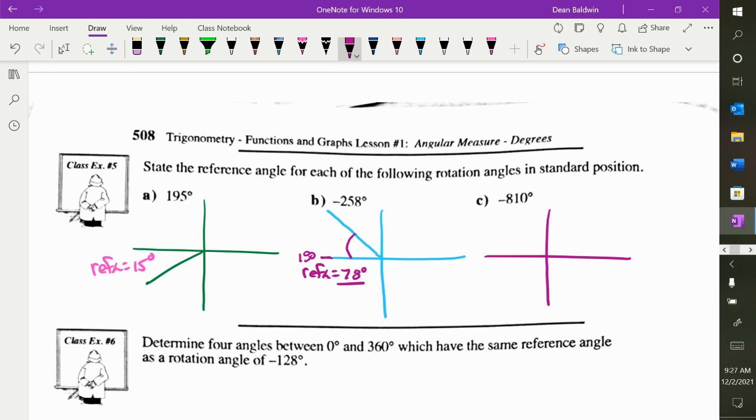It's not 90. Oh, yeah, it is. Sorry. Negative 810. Where am I? If I go this way, there's negative 360, negative 720. To get to 810, I go to there. So this is my reference angle, which is 90 degrees. Reference angles are always positive.